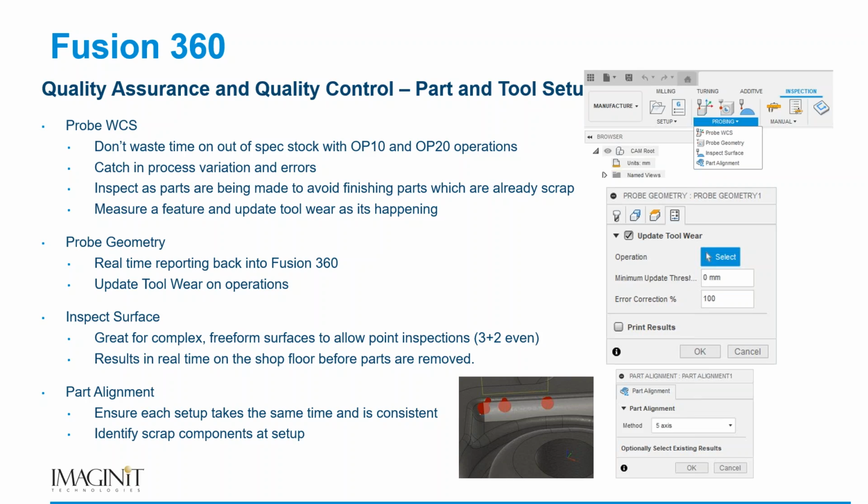And lastly, part alignment is great, again, more for assurance, making sure that when a part gets put in place that the alignment is the same every time, it's consistent. So it can take your setup time from 15 minutes down to 2 or 3 minutes and help identify scrap components at setup before you go too far.